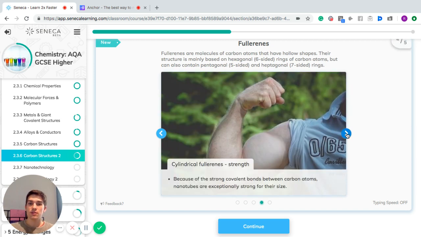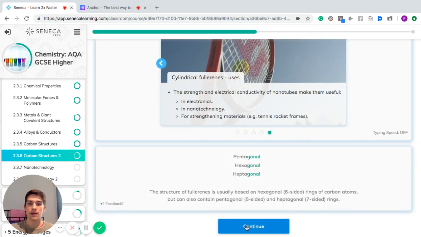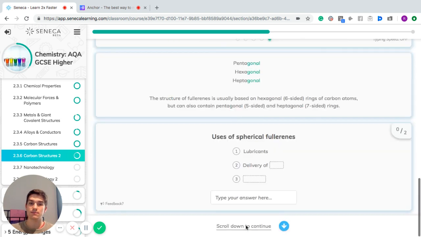Now, cylindrical fullerenes, because they have strong covalent bonds between carbon atoms, those nanotubes are exceptionally strong for their size. And some of the uses for cylindrical fullerenes are in electronics, in nanotechnology, and for strengthening materials. So, for example, a tennis racket frame. And the structure of fullerenes is usually based on hexagonal six-sided rings of carbon, but it can also contain pentagonal and heptagonal. So remember, pentagonal means five-sided, heptagonal means seven-sided rings.